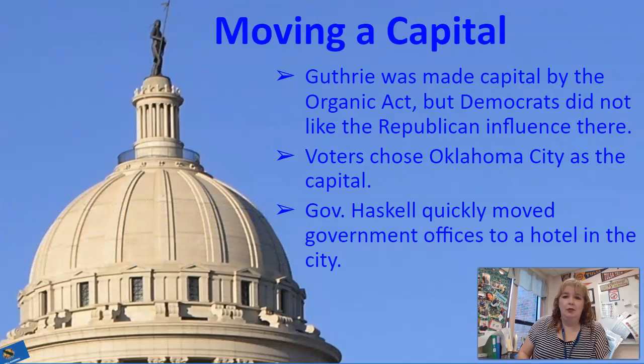All right, moving a capital. Guthrie was made the capital according to the Organic Act, but the Democrats did not like that there was such a strong Republican influence in that area. So the voters in 1910 vote to move the capital to Oklahoma City, but it wasn't quite clear that that was going to be legal. So the governor, at the stroke of midnight, actually steals the state seal and takes it to Oklahoma City and sets up the government in a hotel in downtown Oklahoma City. There was no Capitol building. This was kind of a sneak in the night to get the Capitol moved to Oklahoma City.